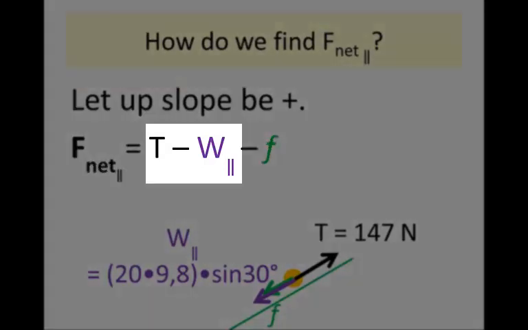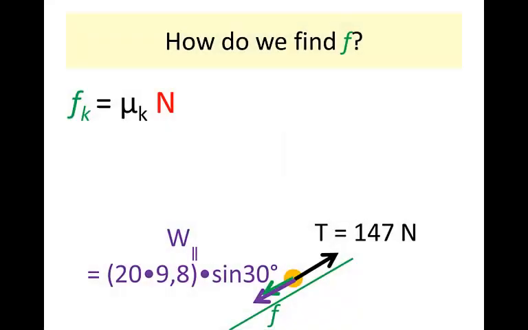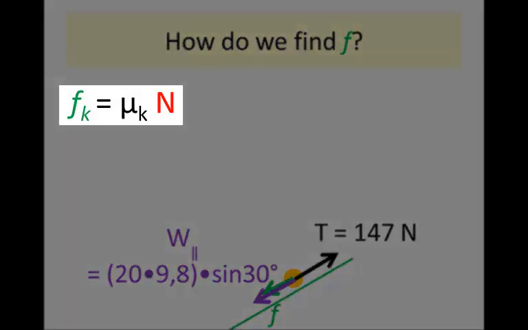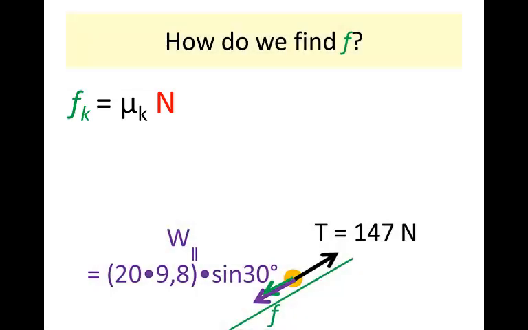Now we know T and we know weight's parallel component, but we don't know friction. How do we find it? We know that friction equals the coefficient of friction multiplied by normal force. Since this block is moving, it's kinetic friction we're speaking about, and therefore also the coefficient of kinetic friction. We are given the coefficient of kinetic friction, but we are not given the normal force. So we need to find out the normal force so that we can find out the friction force.